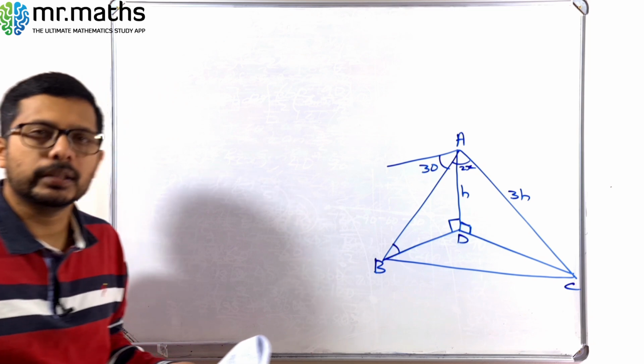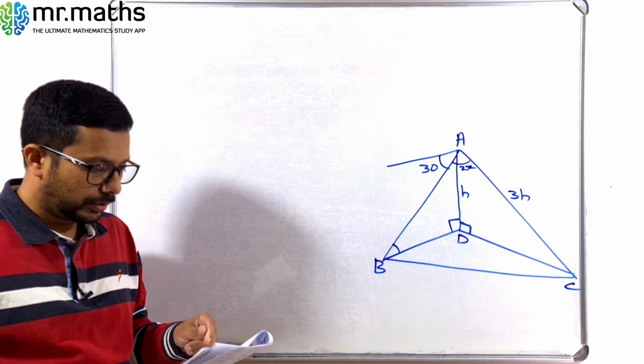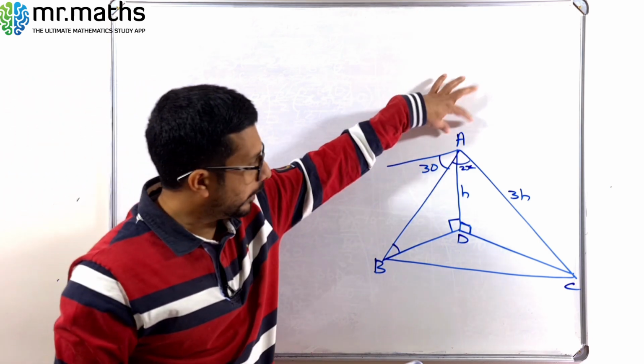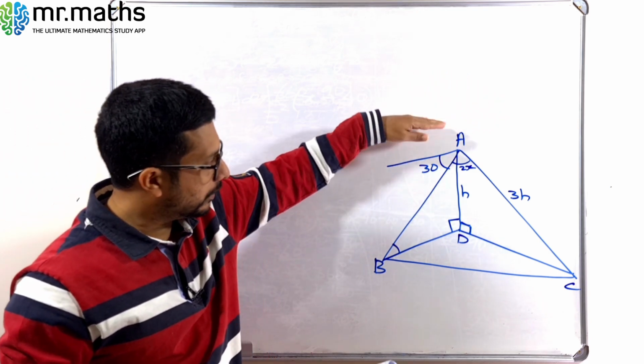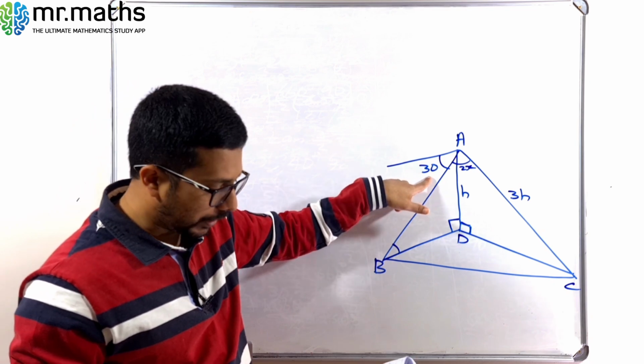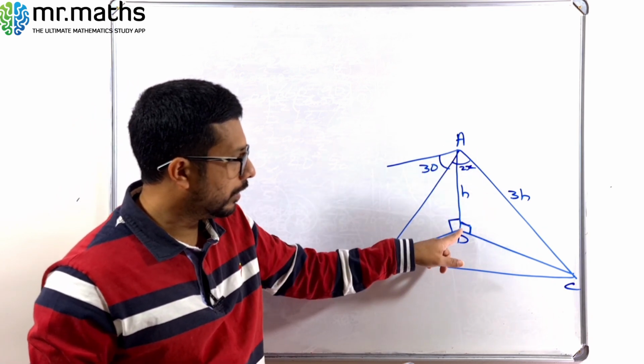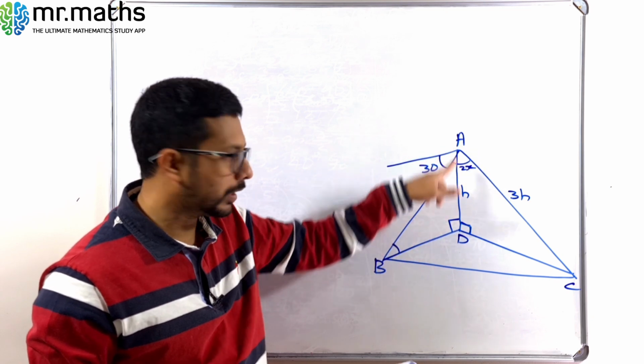Okay, so this is the given graph. Now look at that question. There is a helicopter here, and that helicopter is flying in this direction. This angle is given as 30 degrees. This is 2x, and this height exactly from the ground to that helicopter is h.